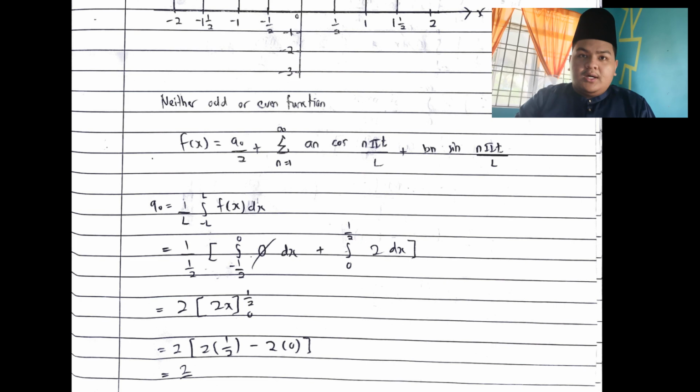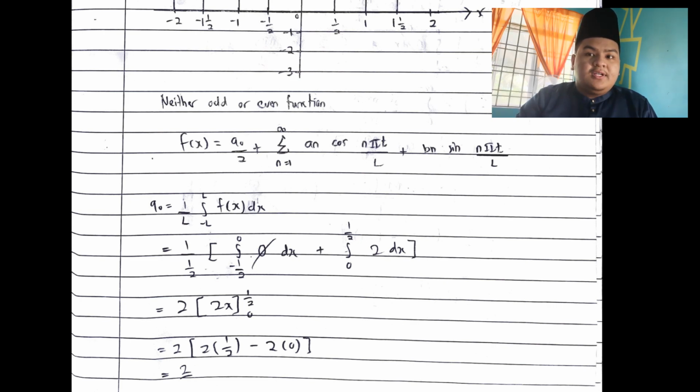From the calculation above, we found out that L is 1/2, and our f(x) is based on the piecewise function. So we plug in the values obtained. We have the form of 1 over 1/2 in brackets, the integration of 0 from -1/2 until 0 with respect to x, and the integration of 2 from 0 to 1/2 with respect to x.